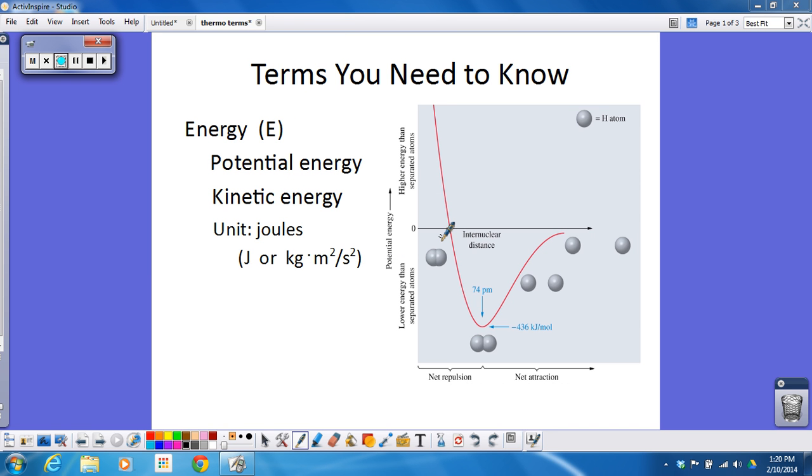Okay, well, we're starting our unit on thermodynamics, so the first thing we're going to do is talk about some terms that you need to know. Thermodynamics deals with the energy of chemical reactions and all the different forms the energy can take. So that's where we're going to begin.